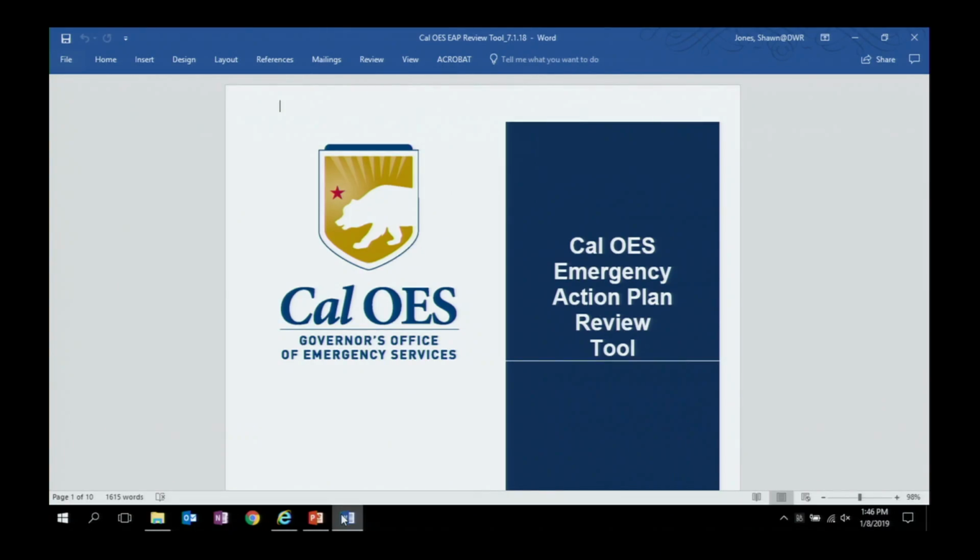As you know, Kazmira just went through a lot of information. What I want to do now is talk about the EAP review tool. This EAP review tool really is kind of your checklist. It's kind of an answer sheet. And this is really going to help you, because we created it to make sure it's meeting all the statutory requirements, and that we can provide feedback to you as well to help you create your EAP, make it better, and make sure you've met those requirements.